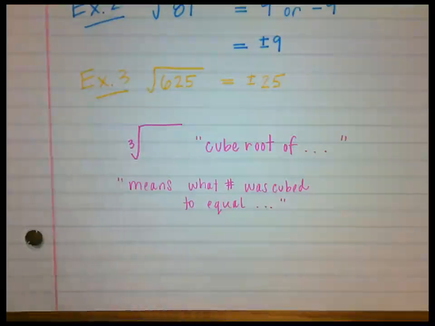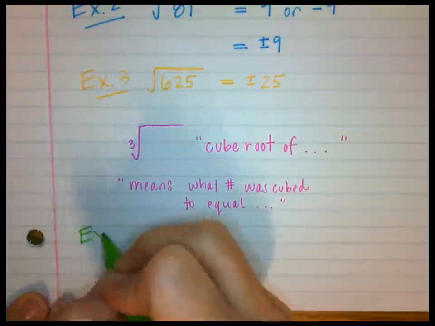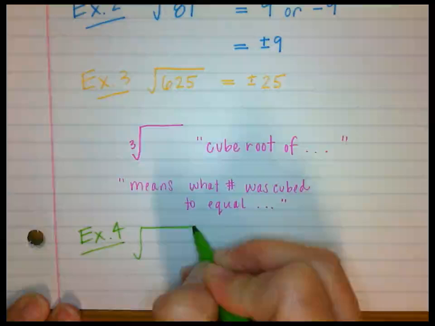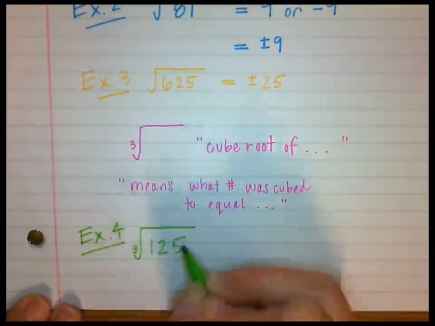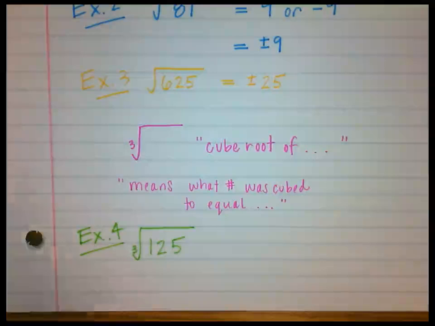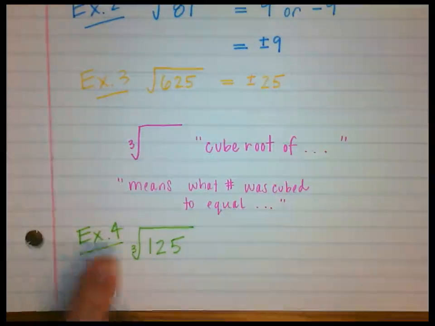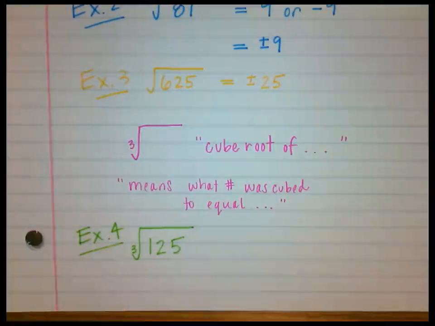All right, so if we want to look at an example of this one, let's say that we have the cube root of 125. All right, now this is a little 3. It's not a large 3 that's multiplied outside. This is just a little 3 just in that little hook right there. And that's going to tell us that we want the cube root of 125.